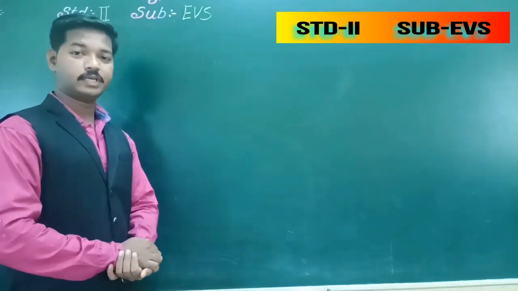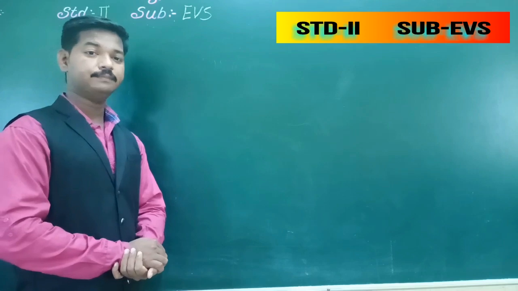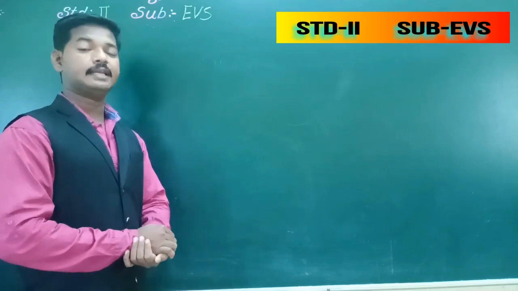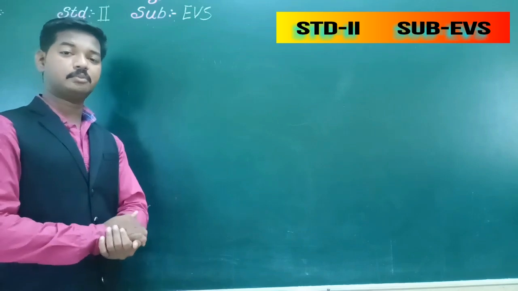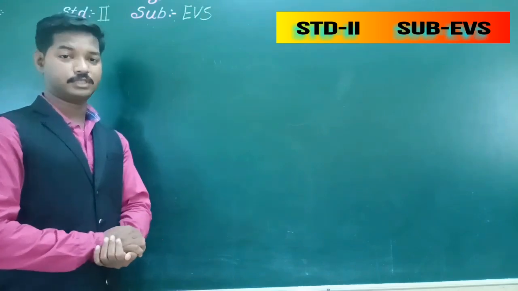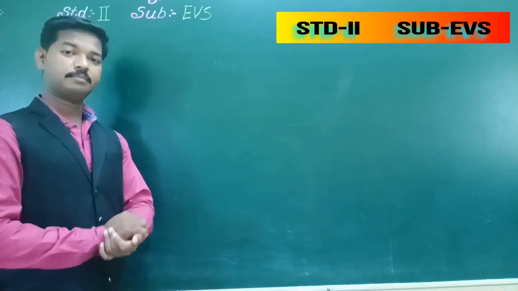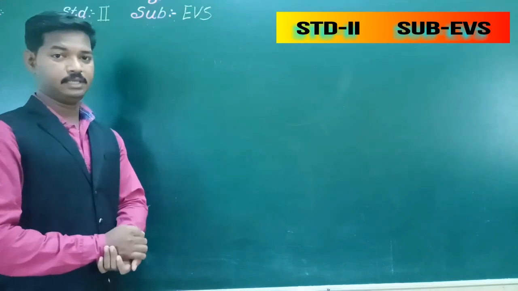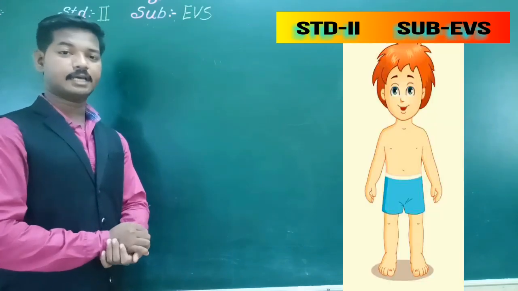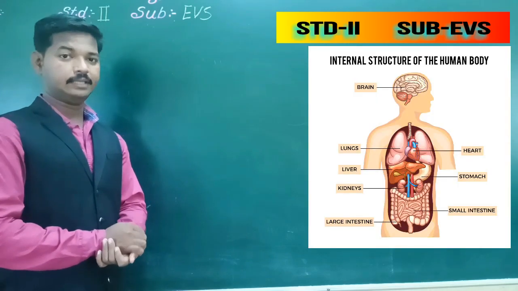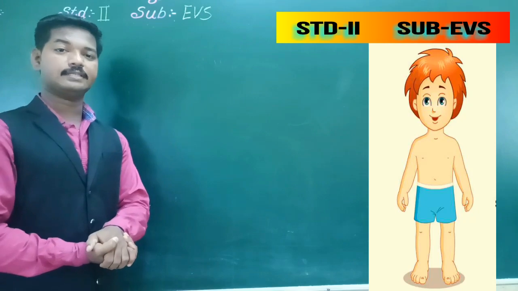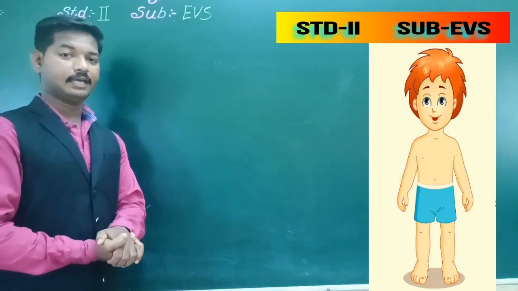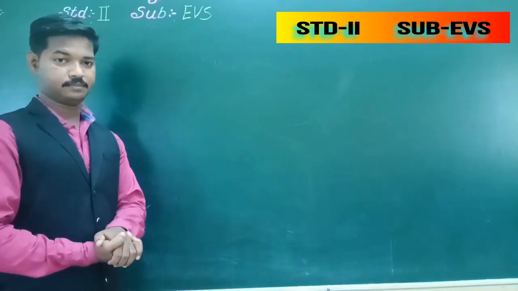So what we have learned today: we have seen a human body is like a big machine. Different parts of our body perform different functions. Our body parts are divided into two types. These are external parts and internal parts. In that we have seen external parts. The parts which we can see, these all are known as external parts.